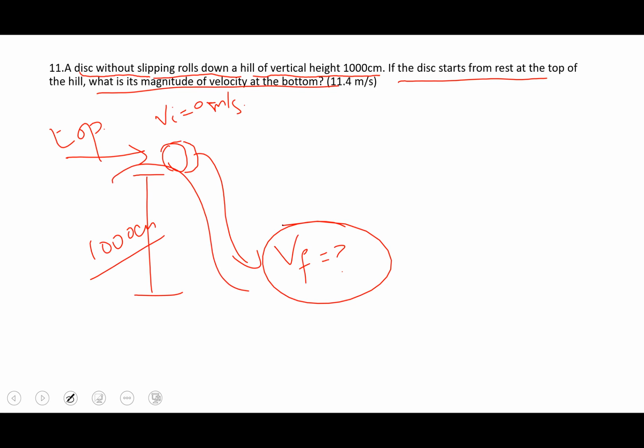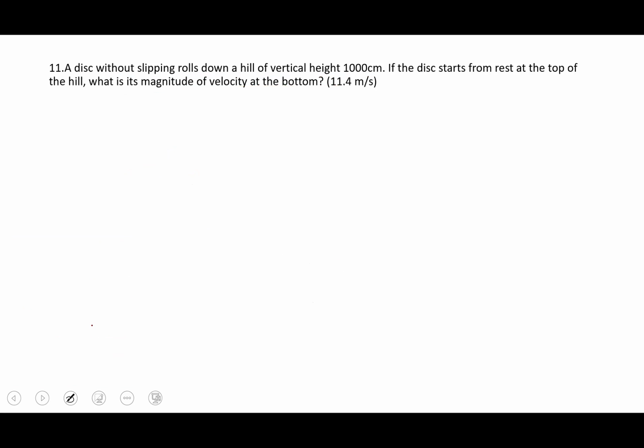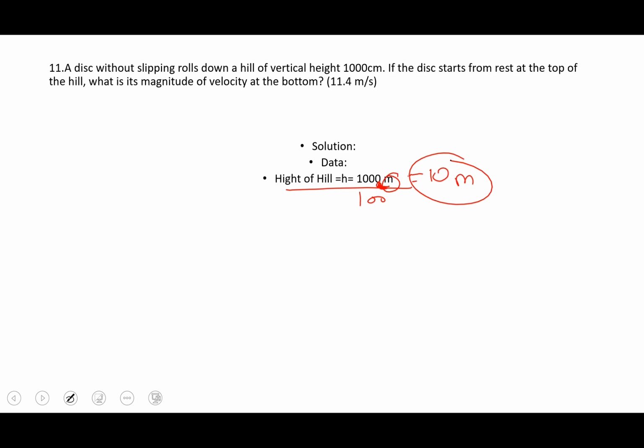So how can we solve this now? In this case, we have the data. The height of the hill is 1000 centimeter. So we can convert that centimeter into meters. We have to divide it by 100. It will be 10 meters. So height is 10 meters, that is correct.